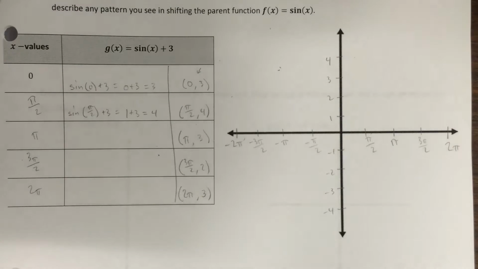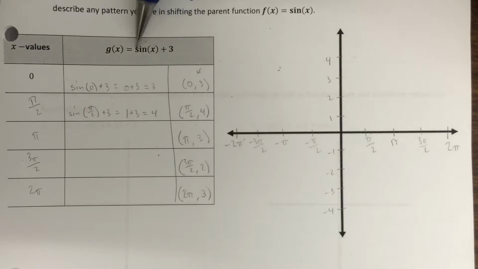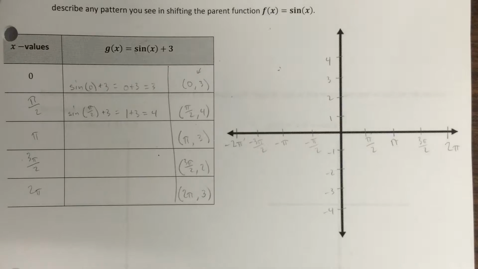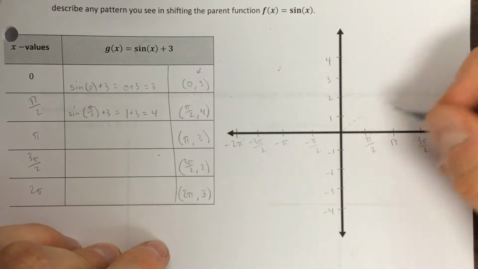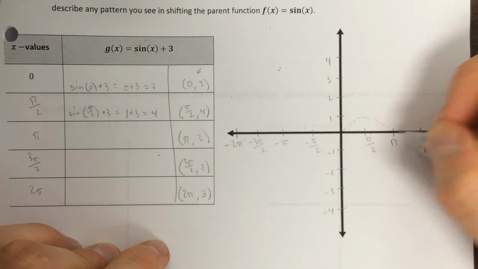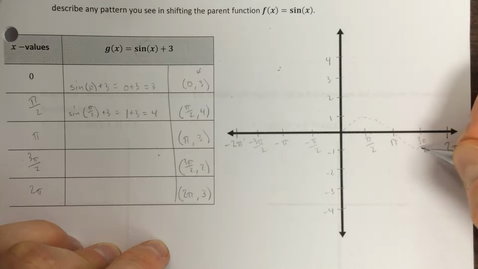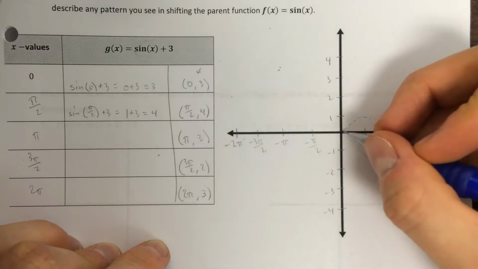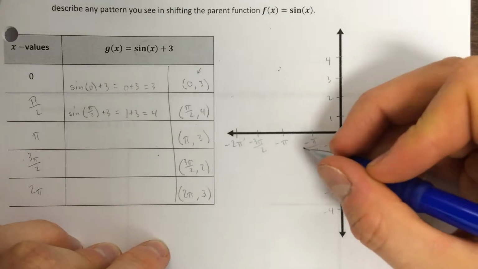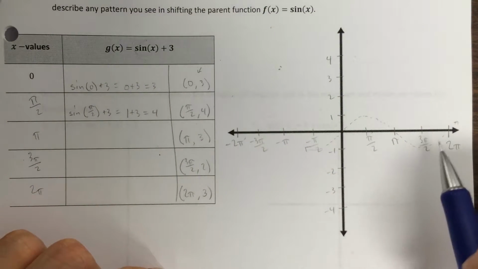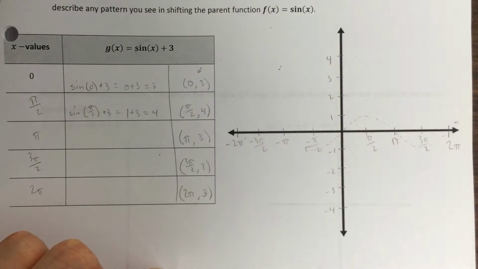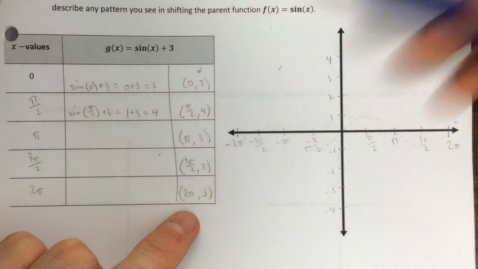Now what we're going to do is, I'm going to go ahead and graph the parent function. So our parent function is sine of x. You might need to refer back to your old notes, or go to the previous video before this. But here's our parent function. I'm just going to do it like that, with a dotted line. That's the parent function for sine of x. And then we're going to start plotting these points.